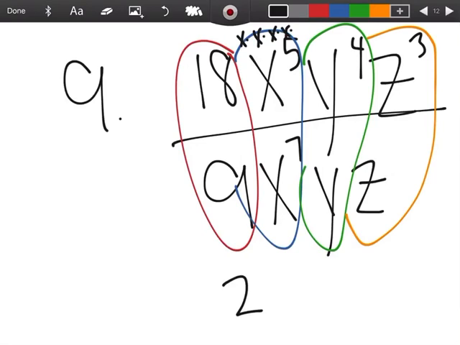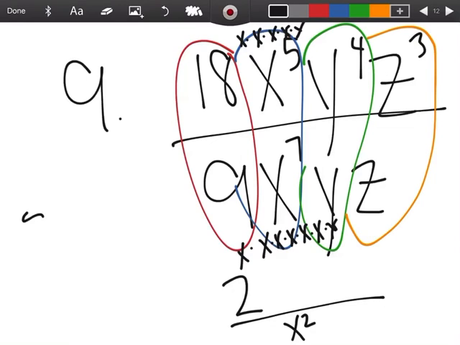X to the 5th means that I have 5 x's in the numerator and I have 7 x's in the denominator. So this is, I think, 1, 2, 3, 4, 5, 6, 7. And so 5 of them cancel, but those leftover x's are going to be in the denominator. Or you would get that 5 minus 7 is -2, and you would move the negative exponent to the bottom.